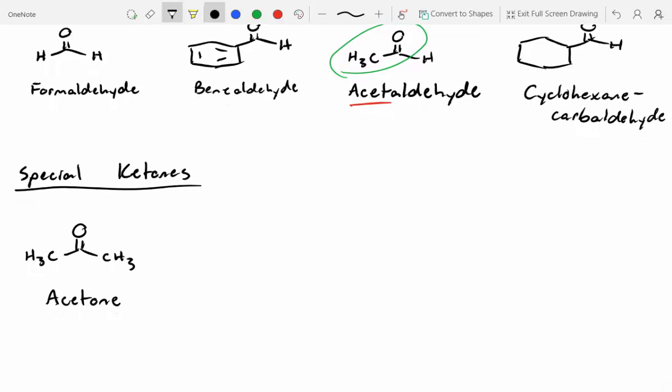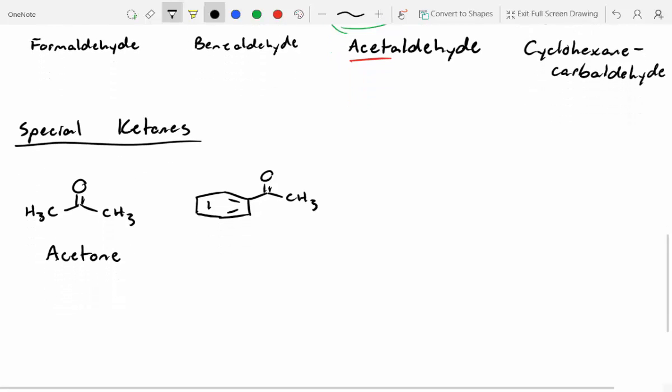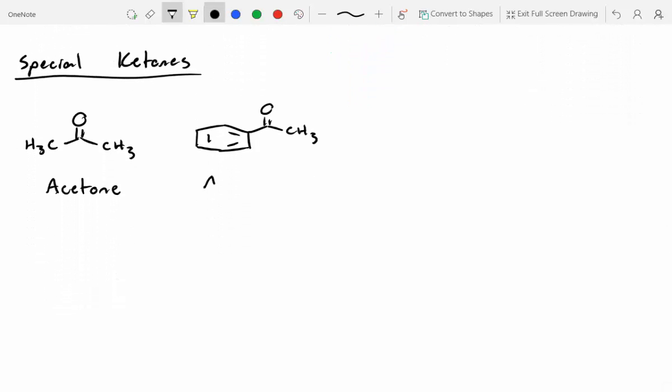The next one that we have is one of our benzene derivatives. What's this one called? Acetophenone. Again, we've got that aceto prefix. And a phenone just means that you've got a CO double bond right next to a benzene ring. So phenone, phenyl ring right next to a carbonyl.